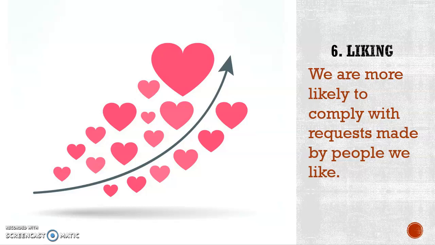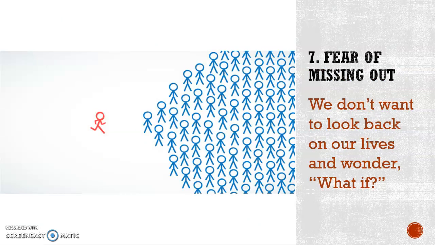And the seventh trigger is fear of missing out or a sense of urgency. We don't want to look back on our lives and wonder, what if? People will always put more effort not to lose something than to gain the same thing. Fear of missing out, or FOMO, refers to messaging that appeals to consumers' desire to latch on to every opportunity before it slips through their fingers.